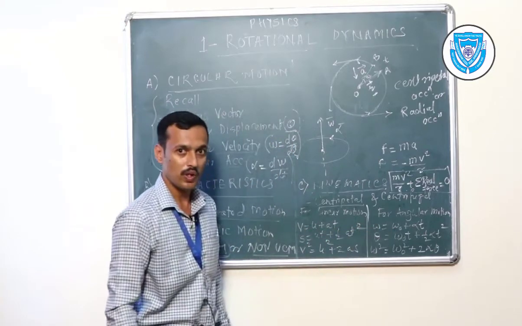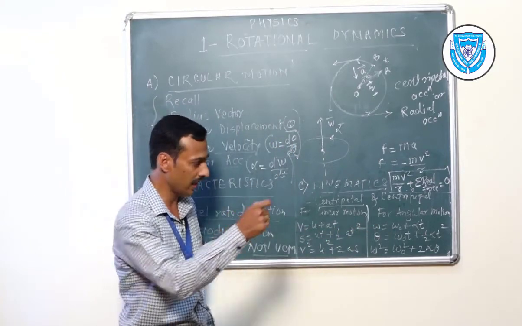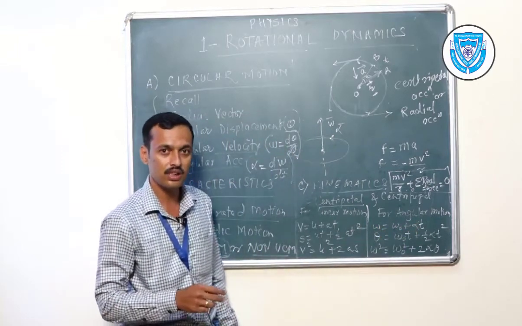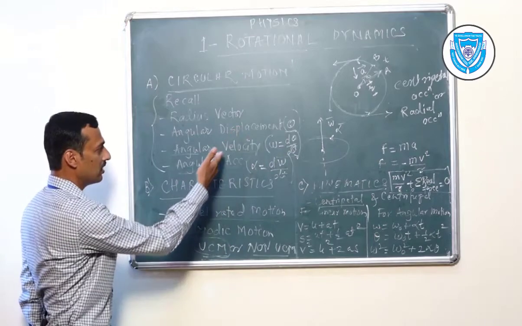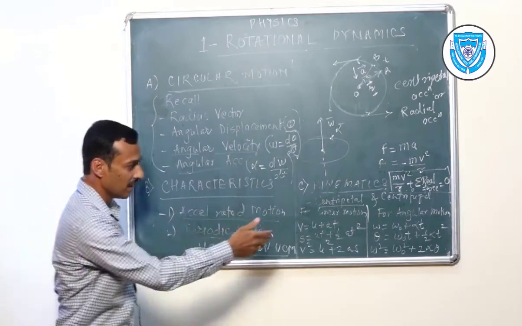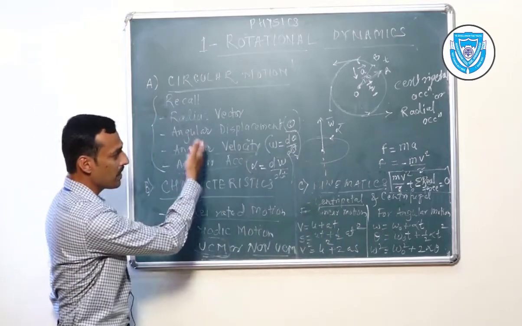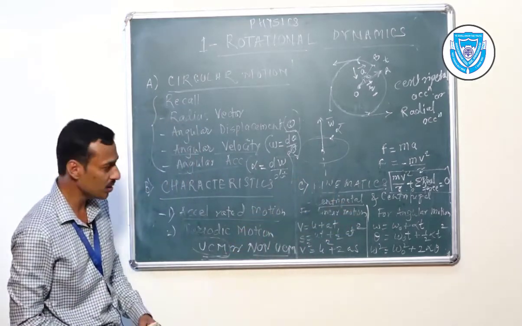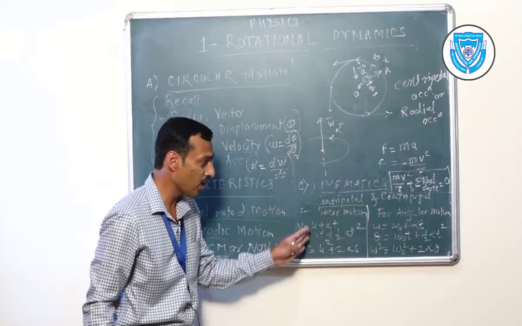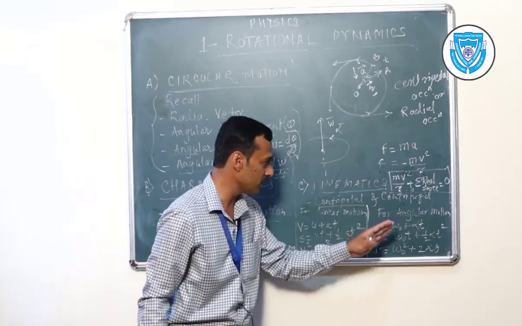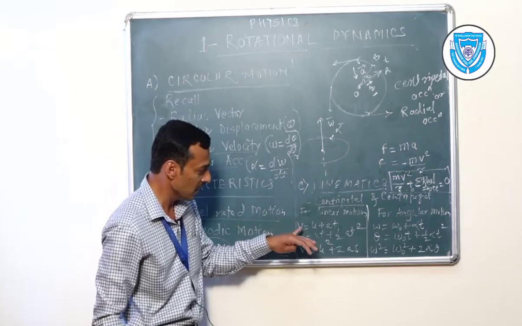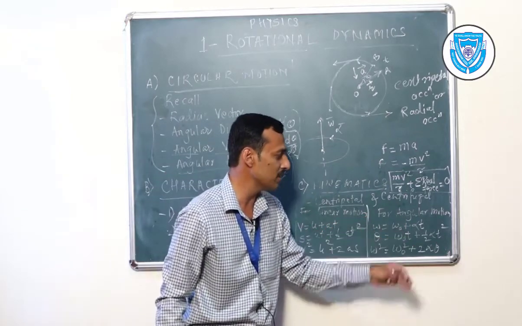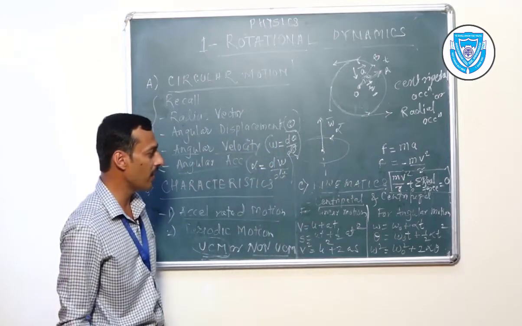Omega 0 is the initial angular velocity. Alpha is the angular acceleration, as already explained. Then theta is the angular displacement, and t is the time. So we can write the analogous equations for angular motion. We have v is equal to u plus at; the same equation is omega is equal to omega 0 plus alpha t.